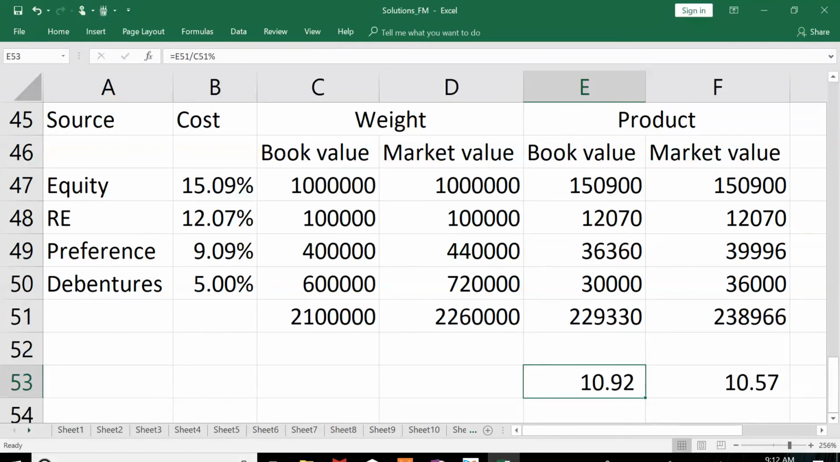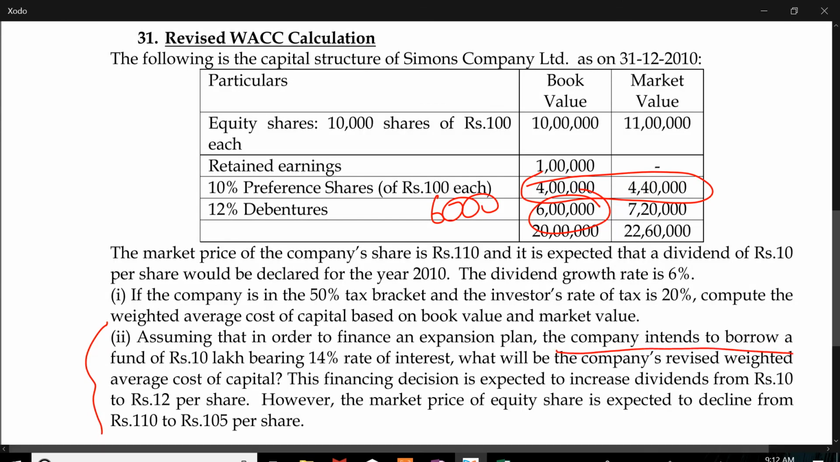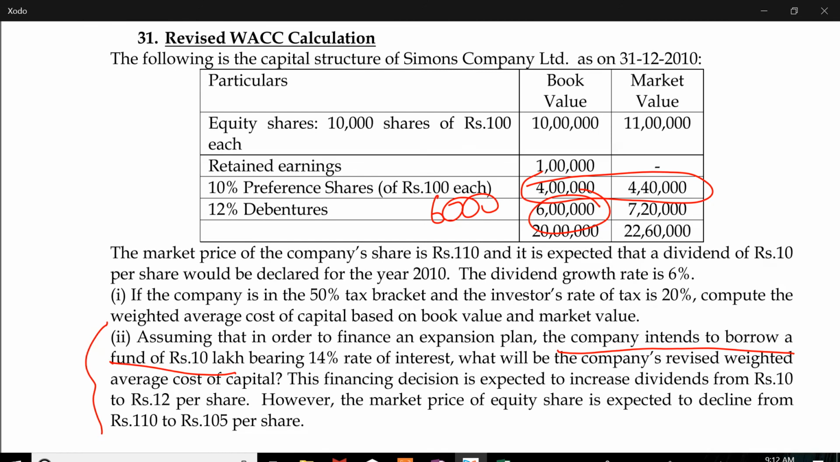Can you proceed? Okay, now please listen. First we do a normal WACC, then they say they are going to spend something or increase some capital. Assuming that to finance an expansion, the company intends to borrow a fund of 10 lakhs. Till now we have 4 forms of capital. The 5th form of capital is a new capital called 14% debt. It's a 14% rate of interest. I don't know whether it's debentures or term loan, but it's 14% debt. They plan to take 10 lakhs.